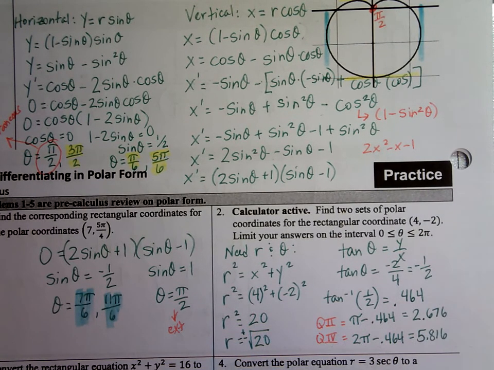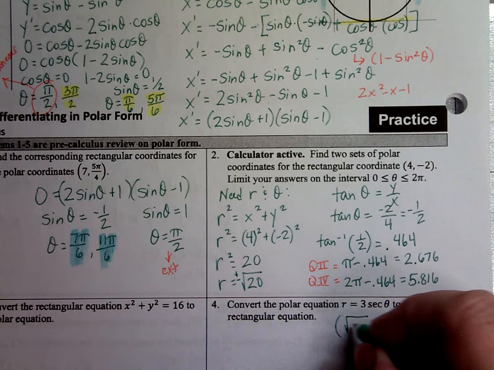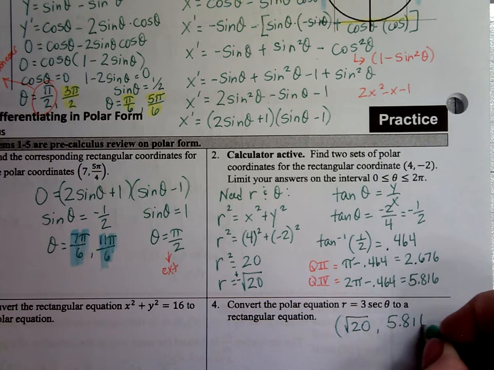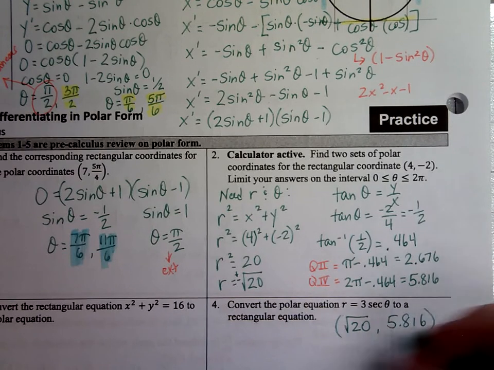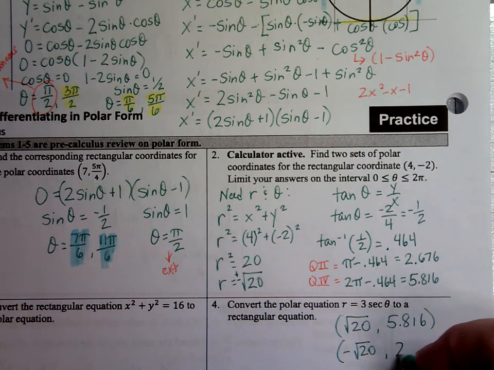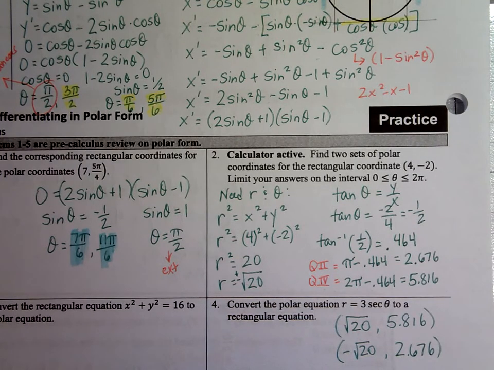And so the question wants to know, what are the 2 polar coordinates? So again, I'm going to go into box 4 just because I'm out of space here. One of them would be the positive square root of 20, and that goes with the 5.816 value. And then the negative square root of 20 is going with the 2.676. How do you know that? You graph it on your calculator and you make sure that you got it in the right places. Okay, that is number 2.